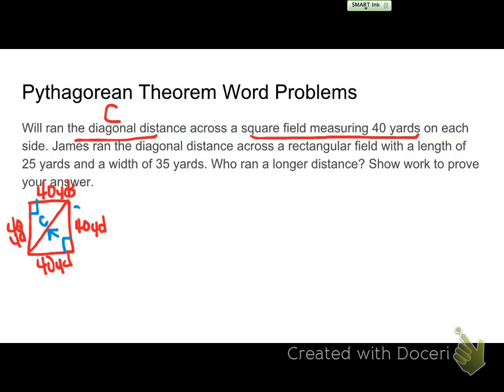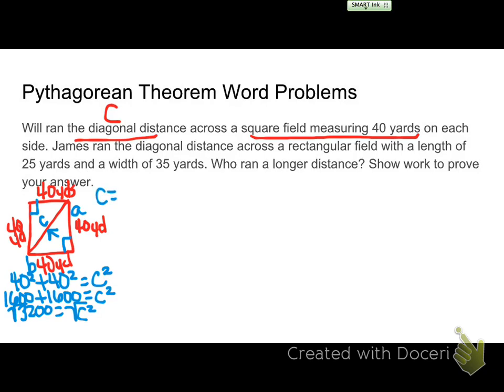So we know the A, and we're going to label B. We labeled A and B and C. So A is 40 squared plus B is 40 squared equals C squared. That's what we're looking for. So 40 squared is 1,600. So when I add, am I going to add these together to find C? Yeah, so 1,600 plus 1,600 gives me 3,200. Okay, so the square root of 3,200 is what? 56.6.